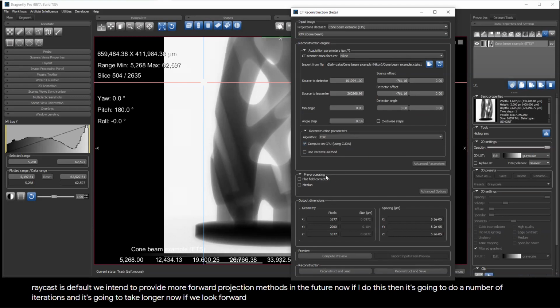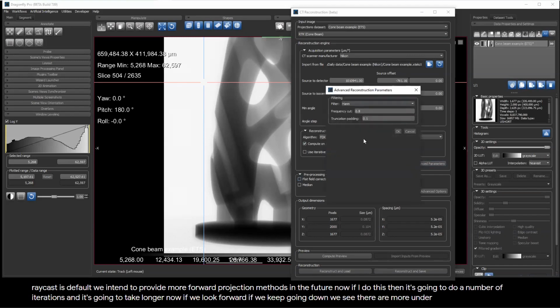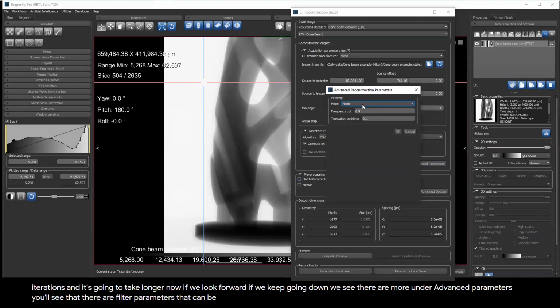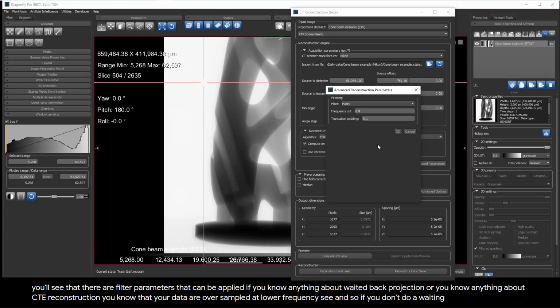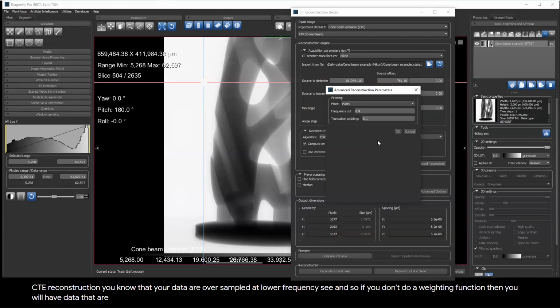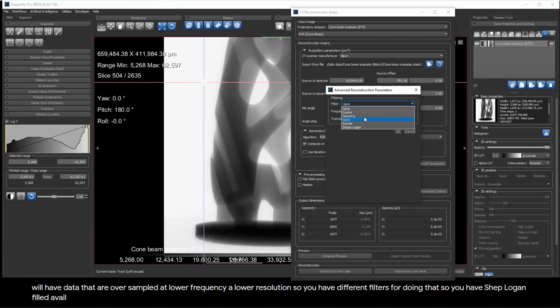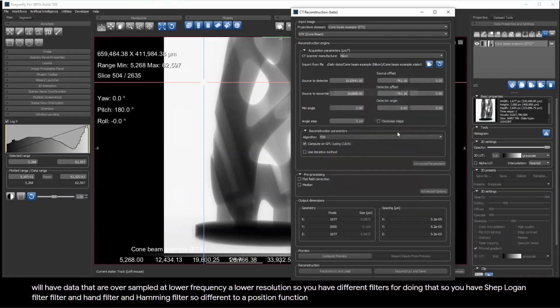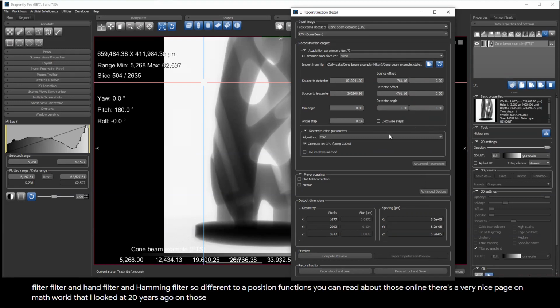If we keep going down, under advanced parameters you'll see that there are filter parameters that can be applied. If you know anything about weighted back projection, or CT reconstruction, you know that your data are oversampled at lower frequency, and so if you don't apply a weighting function, you will have data that are oversampled at lower frequency, at lower resolution. So you have different filters for doing that: the Shepp-Logan filter, the Hann filter and the Hamming filter, so different apodization functions. You can read about those online. There's a very nice page on MathWorld that I looked at 20 years ago on those apodization functions that's still up to learn about the Hanning and Hamming filters, etc. Now you can choose those or you can leave them alone.